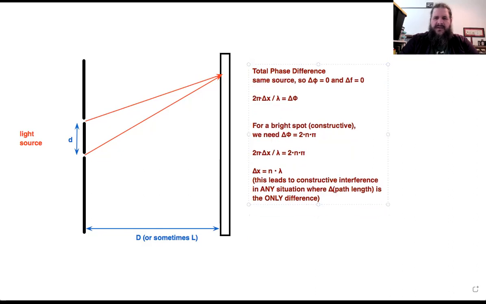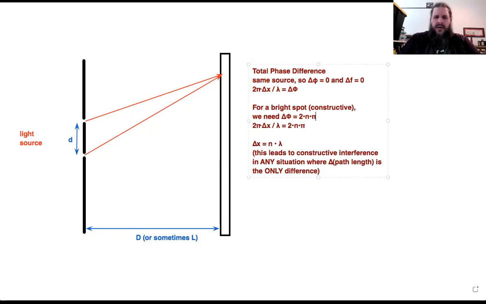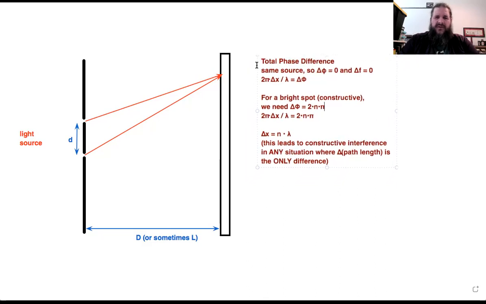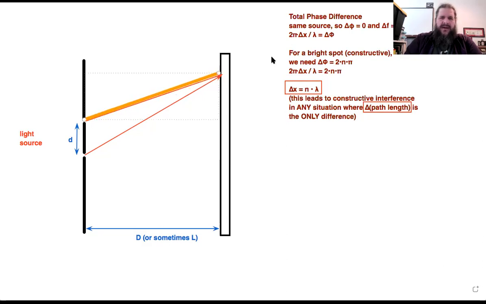Let me tidy this up a little bit then. So that's the main thing, that in order to get constructive interference, we need the difference in path length to be a whole number of wavelengths. That's true in general for any such situation where delta path length is the only difference. But let's see if we can apply that specifically to the double slit experiment. Let's see if we can explore what exactly is that difference in path length. And let's take a look at those paths. We have one path that is shorter and another path that is longer.